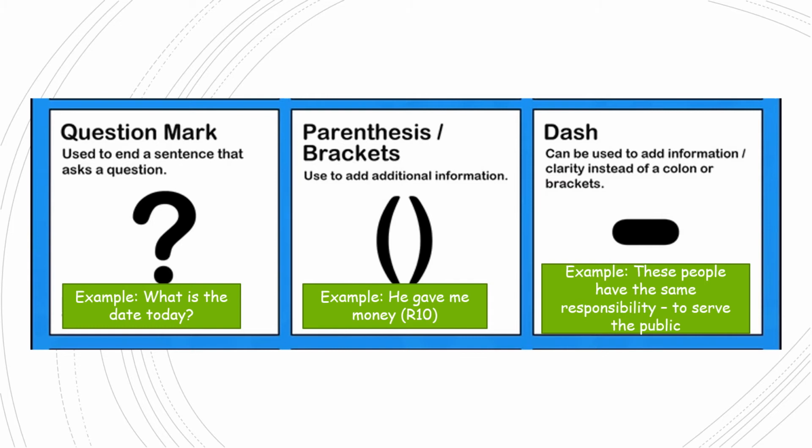Question mark: used to end a sentence that asks a question. For example: What is the date today? Parenthesis or brackets: used to add additional information. Example: He gave me money (10 rand), in brackets. Dash: can be used to add information or clarity instead of a colon or brackets. For example: These people have the same responsibility – to serve the public. It gives more information on the sentence you have just said.